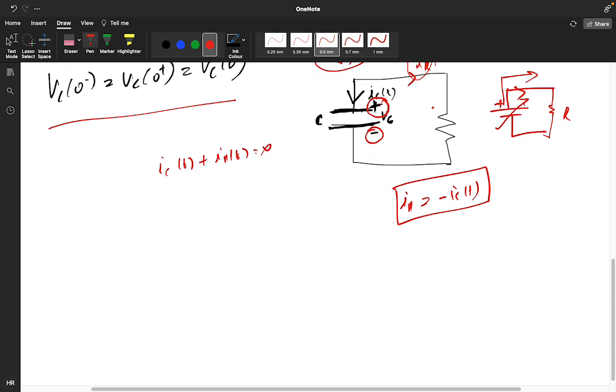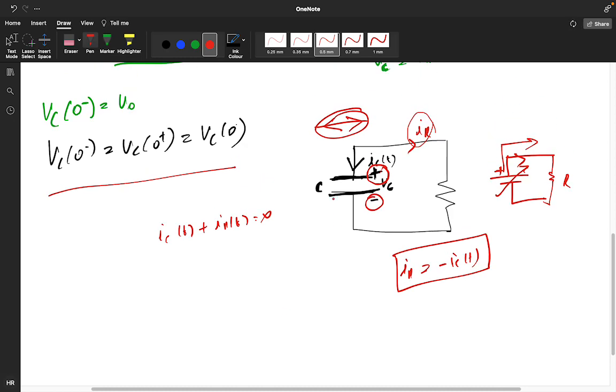This is your VC voltage, and this is parallel to this, so this is also my VC voltage, right? So what will be the value of IR? IR will be VC by R. This is R, so VC by R, we get the IR value as VC by R.